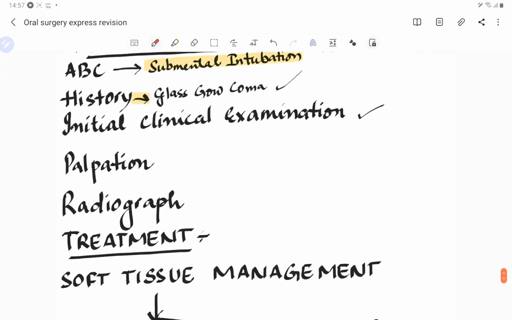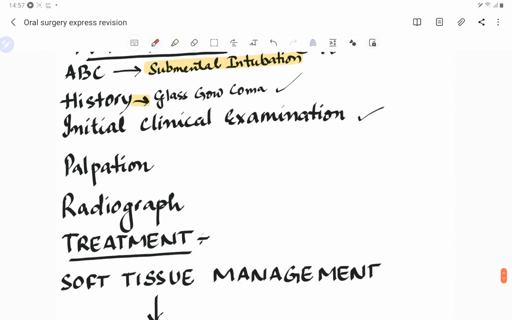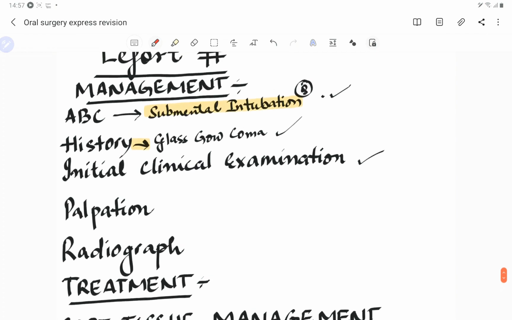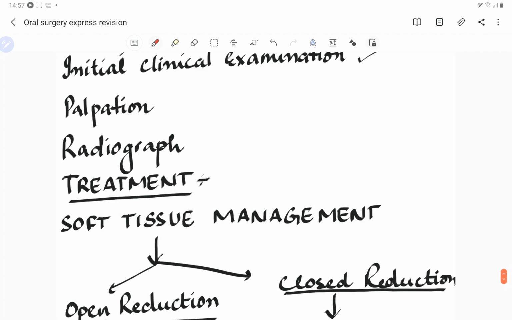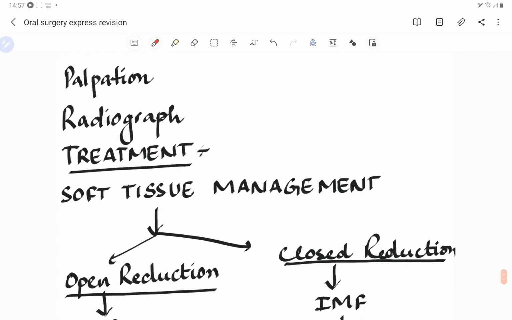Then we have the radiograph. So guys, we go for the radiograph. Before you do the fixation, you get the CT scan done so that there is no wire incorporation in the CT scan. With the radiograph, you come to a final diagnosis that yes, this is an exact fracture. I mean, the definitive diagnosis is concluded after a radiograph.